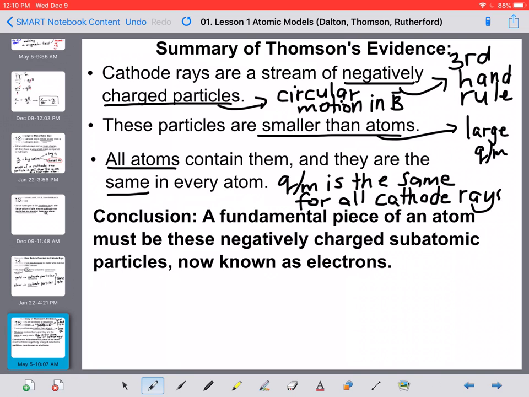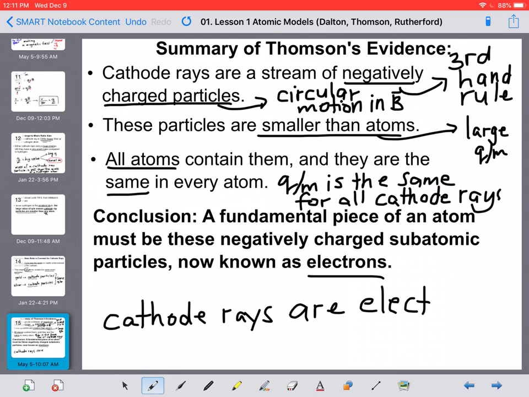Okay, and so when we put all of this evidence together, what we find is that a fundamental or important piece of an atom must be these negatively charged subatomic particles that are making up the cathode rays, and instead of calling them cathode rays, we now call them electrons. So cathode rays are electrons. So the important thing that Thomson discovered is Thomson really discovered the electron.